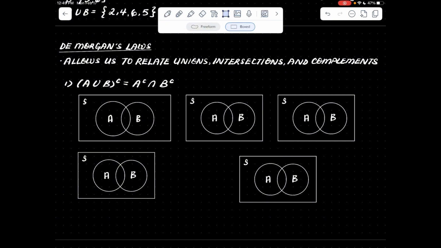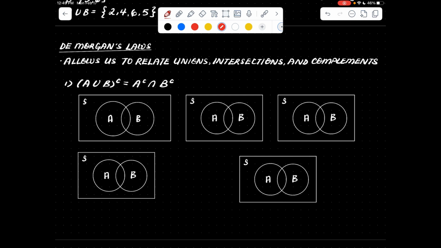So now that we know about unions, intersections, and complements, we can talk a little bit about De Morgan's laws. These laws allow us to relate unions, intersections, and complements. So we can basically rewrite different expressions of events using these two different theorems. The first theorem says the complement of the union of two events is equal to the intersection of their individual complements. I think this is a lot easier to visualize on a Venn diagram.